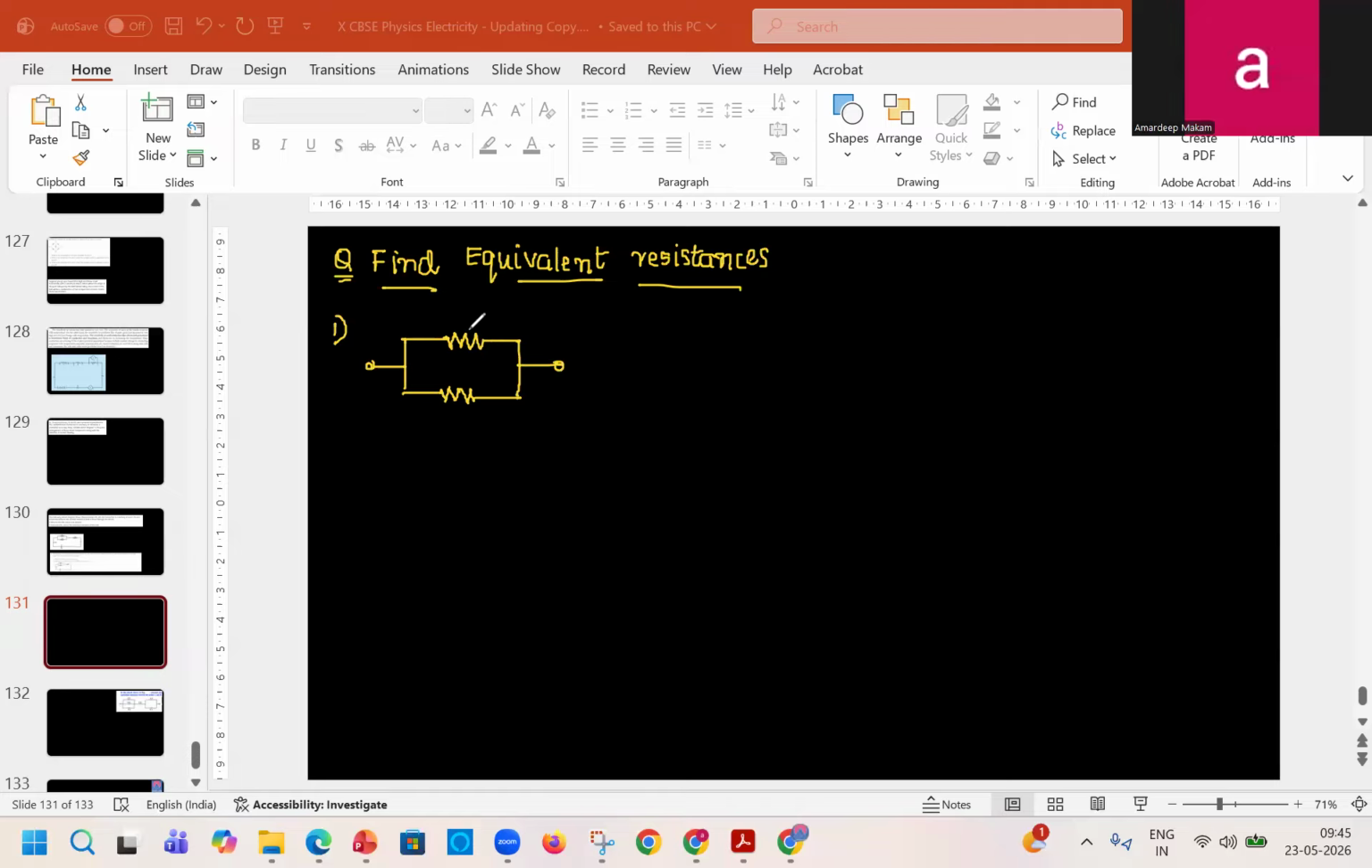Okay. So this is 2 ohms. What is the unit of resistance? Ohms. This is how you show the ohms. Another is 3 ohms. And the endpoints are given as A and B. So between these two endpoints, we have got two resistances, 2 ohms and 3 ohms, which are connected in parallel. So you want to find equivalent resistance between A and B.